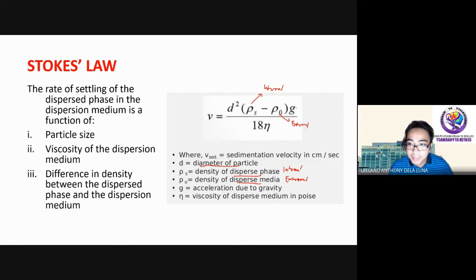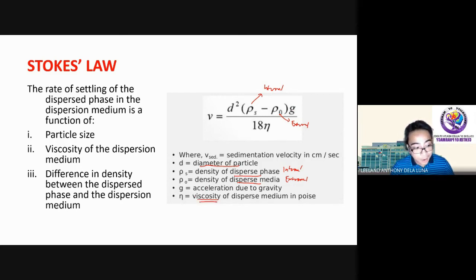Okay, ang G naman here, class, would be acceleration due to gravity. So obviously, these particles are still obeying the laws of gravity. So, gravity is pulling it downwards pa rin. Right? And then, class, lastly will be viscosity.